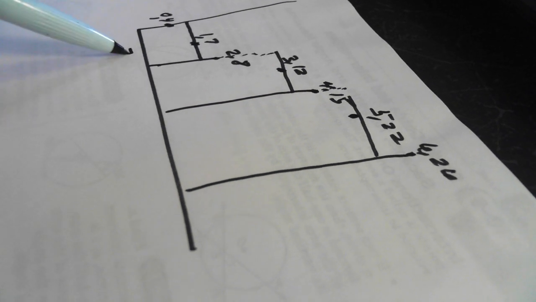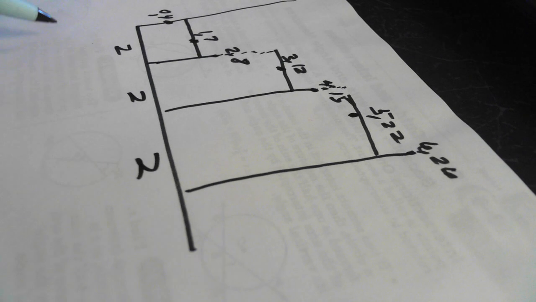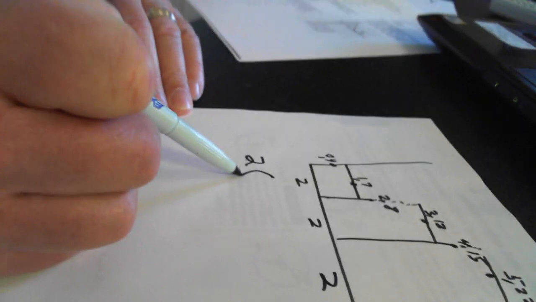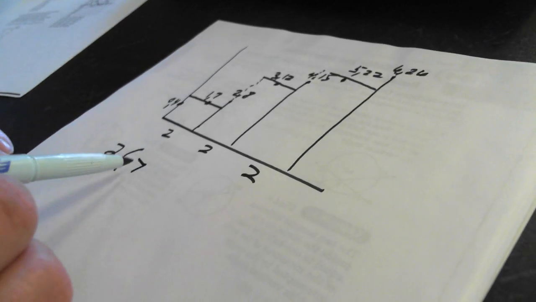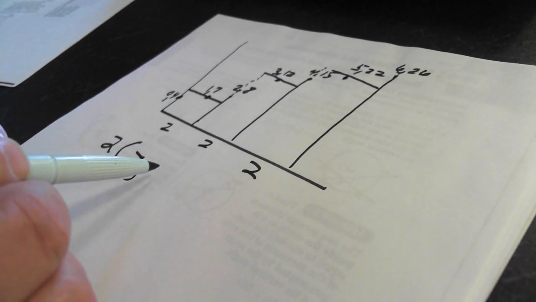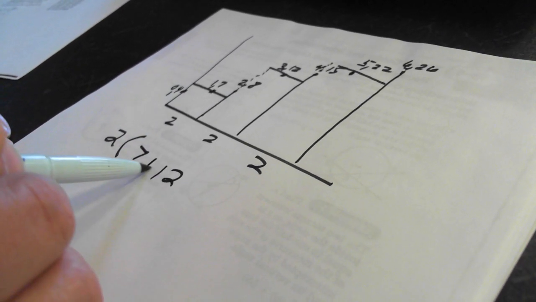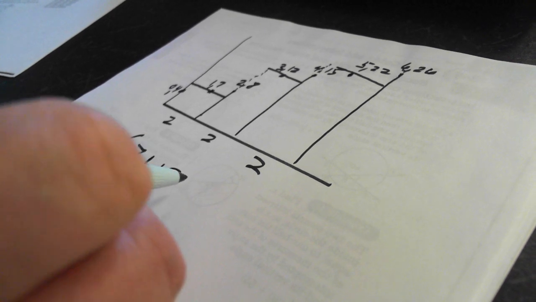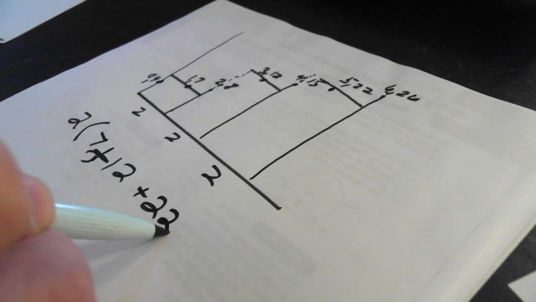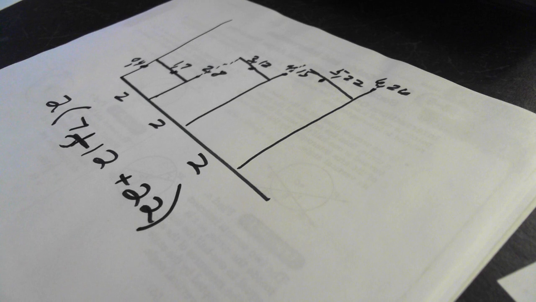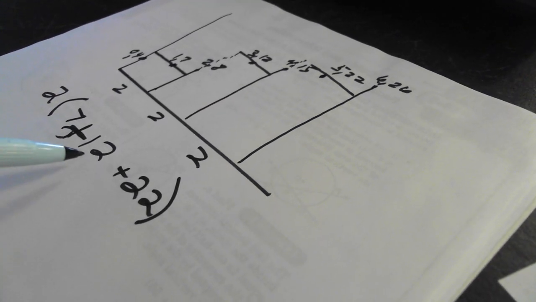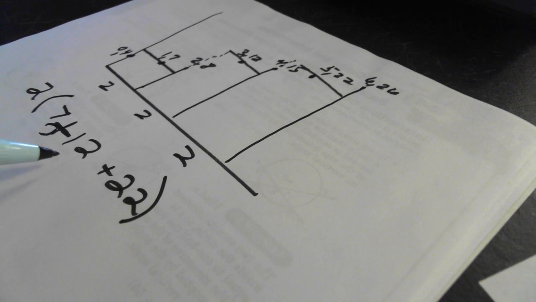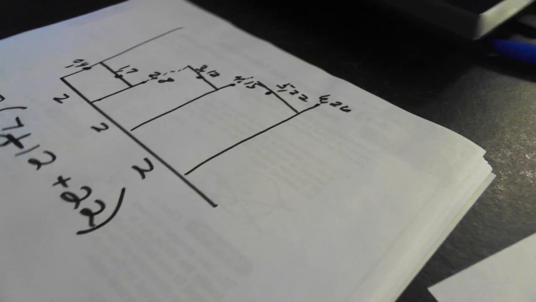So the width of each of these looks like it's 2. So I think you just need to go 2 times your odd numbered heights. 7, 12, 7 plus 12 plus 22. Nah. What is that? A? B.